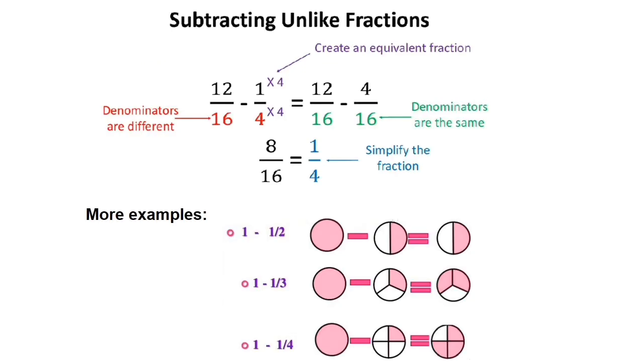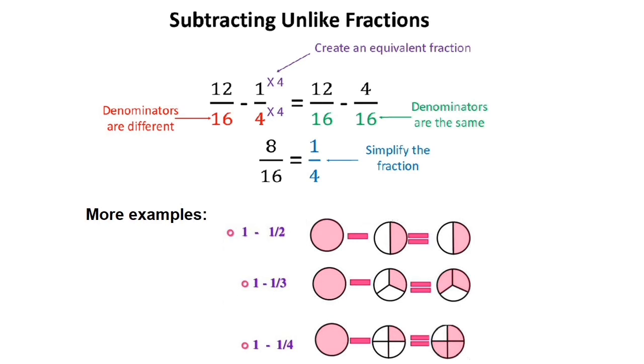Subtracting unlike fractions. Example: 12 by 16 minus 1 by 4. Here we observe that the denominators are different, that is 16 and 4. So we create an equivalent fraction by multiplying 4 with the second fraction. That is equal to 12 by 16 minus 4 by 16, where we see that the denominators are the same, which equals 8 by 16. By further simplification, we get 1 by 4 as the answer.